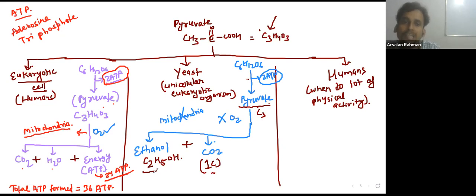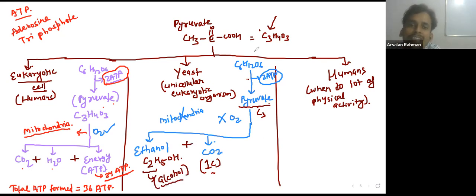So yeast can be used to make what? To make different kinds of alcoholic beverages. Because yeast will produce what? Yeast will produce ethanol, and this ethanol is nothing but alcohol, which humans consume.